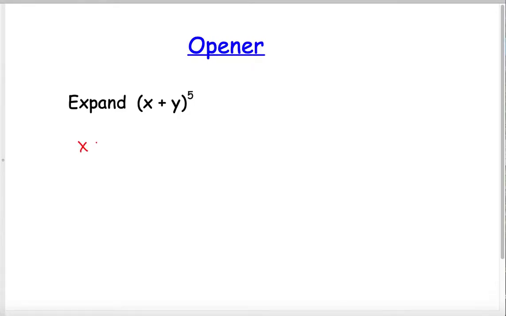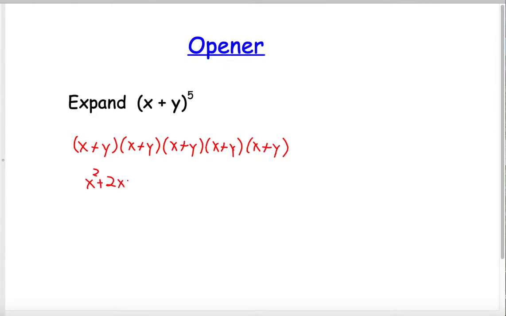So we're going to get (x + y) times (x + y) times (x + y) times (x + y) times (x + y). Well, that seems easy enough. Let's start with the first two. We're going to get x squared plus 2xy plus y squared. Takes care of those. Now let's multiply by the next (x + y).